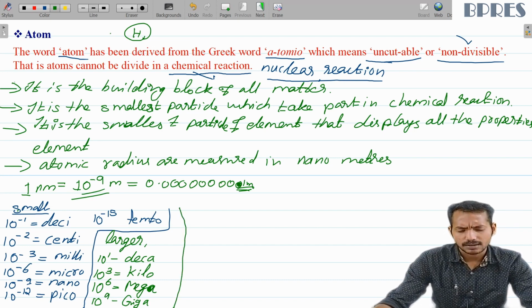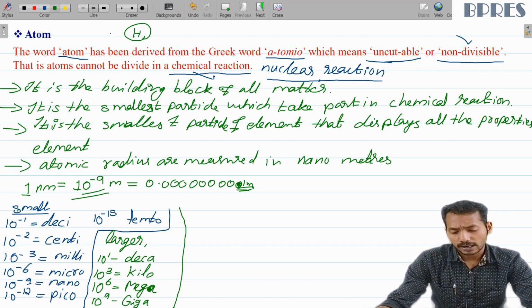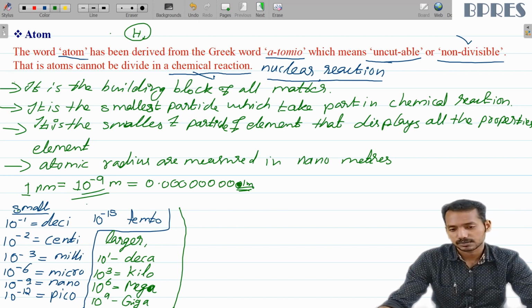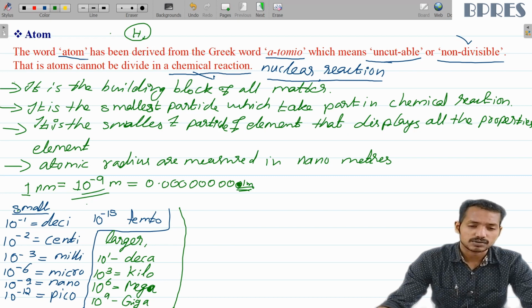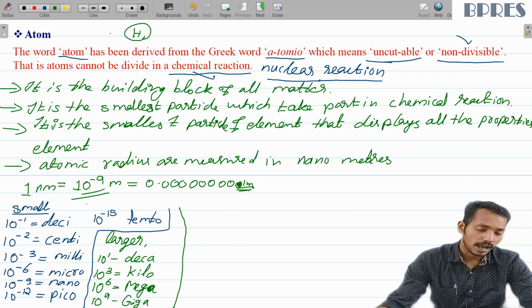We only need to understand here that 1 nanometer is equal to 10 raised to minus 9 meter. That means atoms are very small. Clear? Usually the particles of a solution will be in this range, because most of the solution will be atoms.